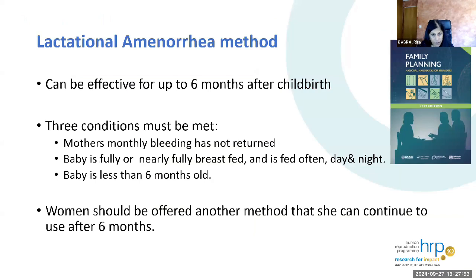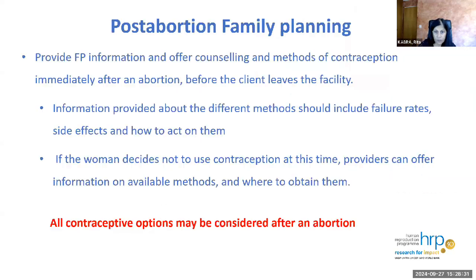This is what I was saying, that if a woman in the postpartum period adopts lactational amenorrhea, she can do this for up to 6 months, but she should meet 3 conditions. These 3 conditions are that the mother's monthly bleeding has not returned, the baby is fully or nearly fully breastfed, which means the baby is fed often day and night. And night is very important. It's not only day, but day and night. And the baby is less than 6 months old. Once the baby has crossed 6 months, women should be offered another method, because then LAM is no more effective.